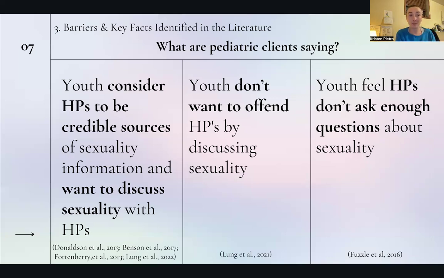Youth also hesitate to bring up sexuality with providers because they're afraid of making them uncomfortable or offending them. Many youth have noted that health professionals often avoid eye contact or show unfamiliarity with topics like gender-affirming hormone therapy. Additionally, youth feel that health professionals don't ask enough questions about their sexuality. As one participant said, "When my doctor didn't ask me, it felt like maybe it's not important."